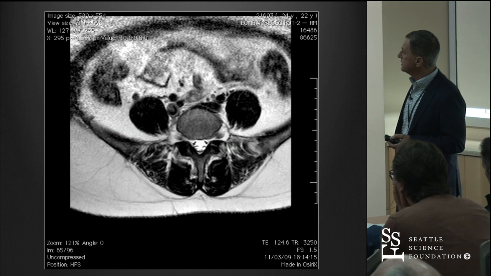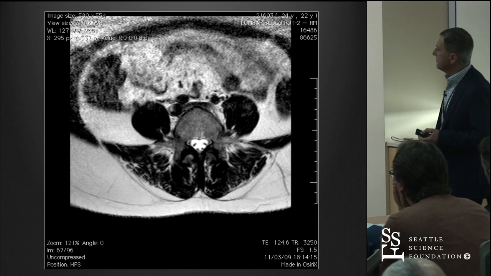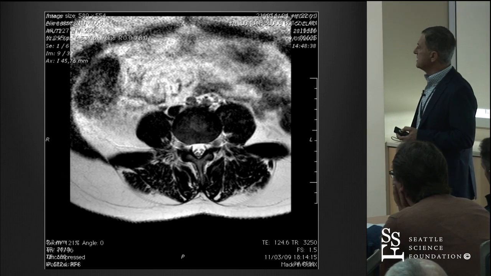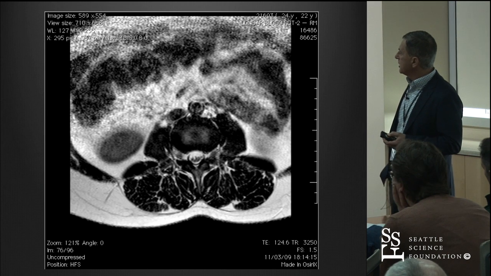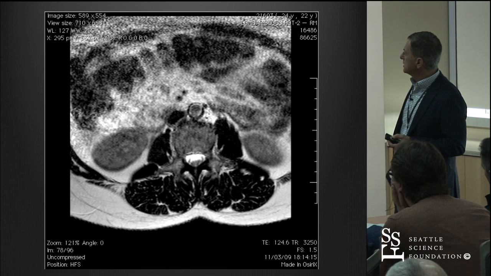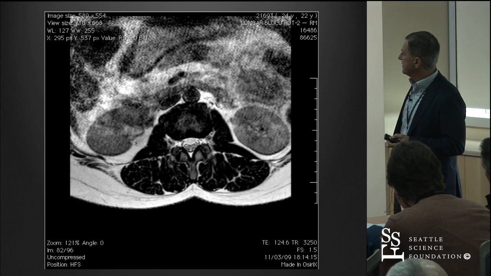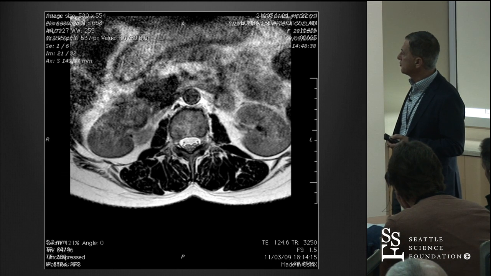So there is an adventitial plane. I'm going to go really quick through these. Adventitial plane between the vessels and the anterior spine. That's the plane you want to dissect. So what I'm looking for, I'm looking at the aorta, at the vena cava, at that adventitial plane, make sure there is a plane throughout.